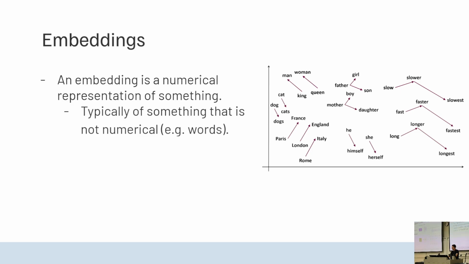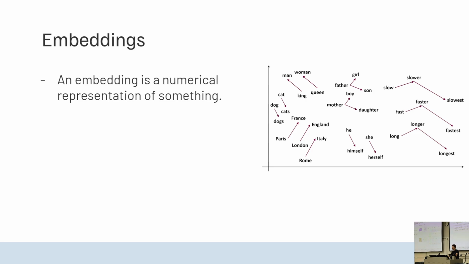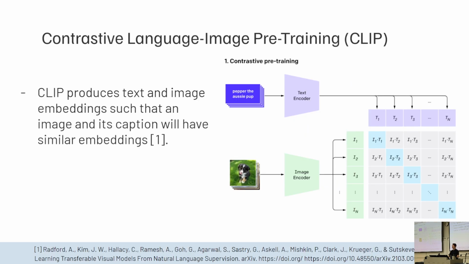But what we ended up using was something called CLIP, which stands for Contrastive Language Image Pre-training. What CLIP does is produce text and image embeddings simultaneously, such that an image and its caption will have similar embeddings. It uses contrastive learning to build these embeddings, so an image and unrelated captions will have dissimilar embeddings. Our original goal was to build fMRI image embeddings that were trained alongside text embeddings, and then use that to train a language model.